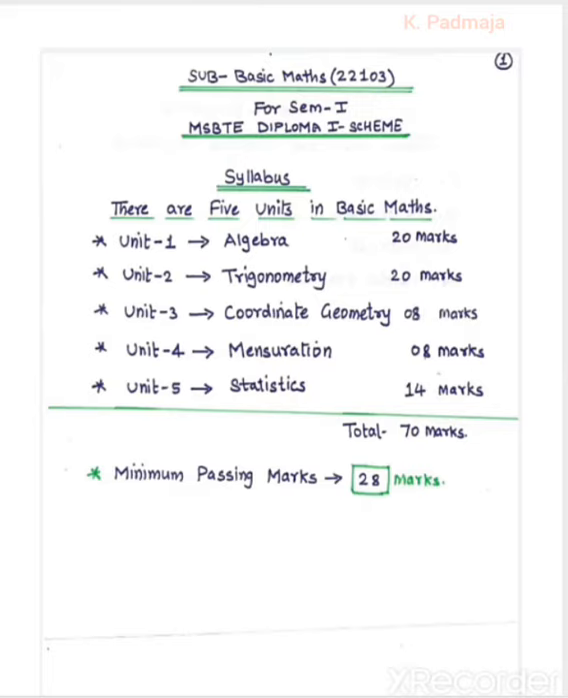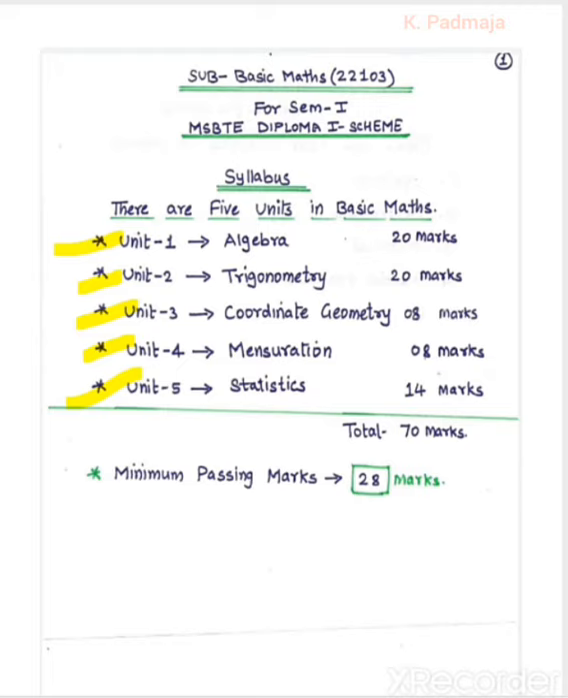Hello students, today we will start Basic Mathematics, that is 22103, the subject code for Semester 1 MSBTE Diploma I Scheme. Okay, so we will have a look at the syllabus first. There are 5 units in our syllabus of Basic Mathematics. Unit 1 algebra, unit 2 trigonometry, unit 3 coordinate geometry, unit 4 mensuration, and unit 5 statistics.